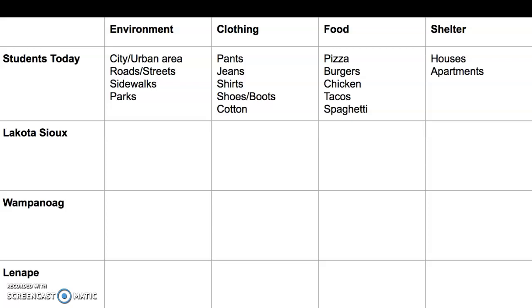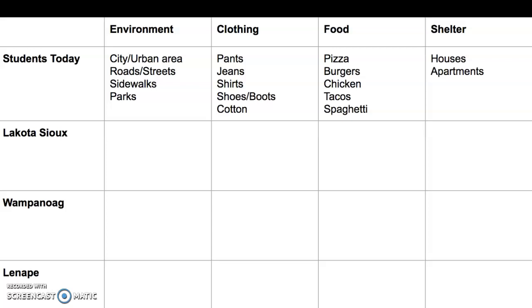Then we can move on to our next column of food. So there's so many different types of foods that we eat today, from pizza to burgers, chicken, my personal favorite, tacos or spaghetti. We really have access to any type of food that we want nowadays. But long ago, Native American tribes had to use what was around them in nature. So depending on where they lived, that affected what type of foods they ate.